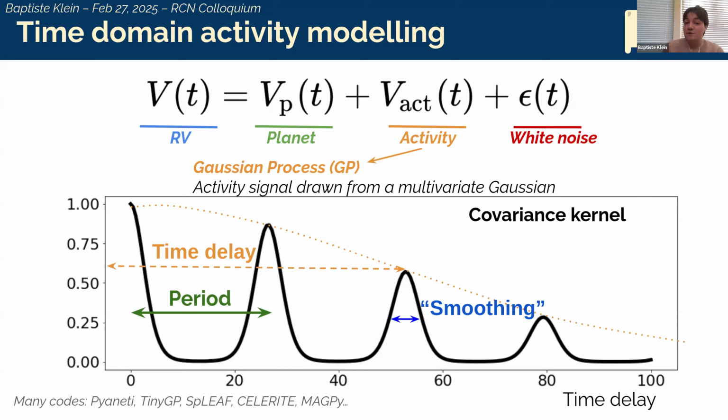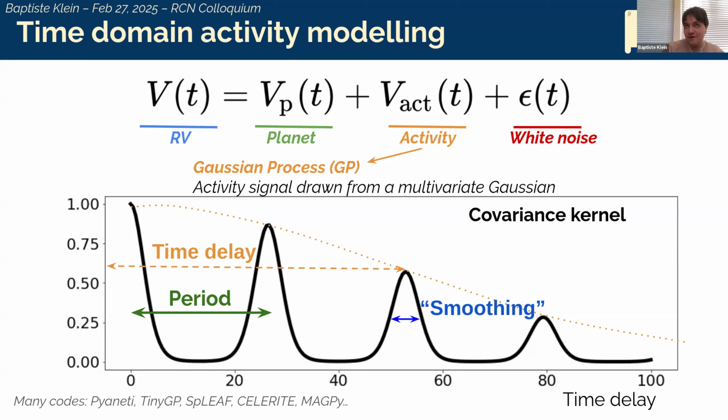The most popular one to model stellar activity is this quasi-periodic shape, which just makes sense because you expect your stellar activity radial velocity signal to be periodic because the star rotates, and your active regions will evolve, and so you have this quasi term that is the exponential decay.